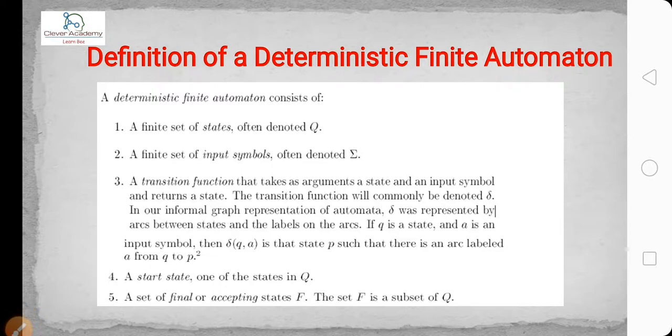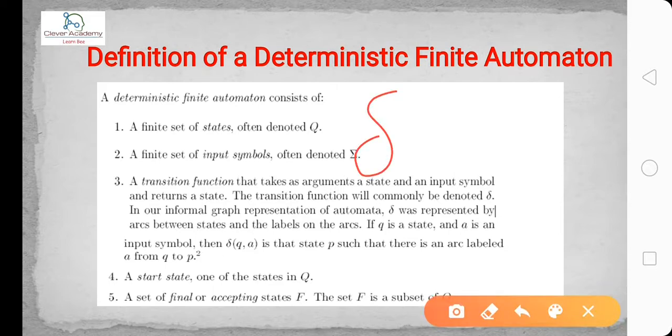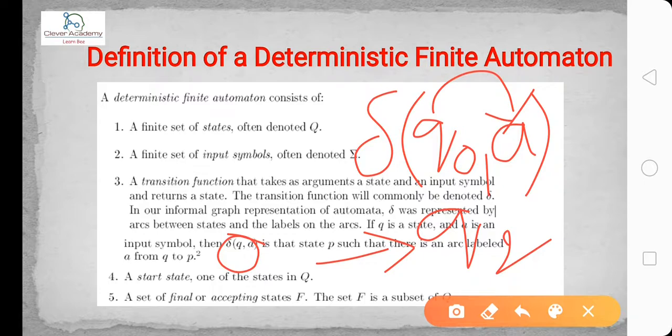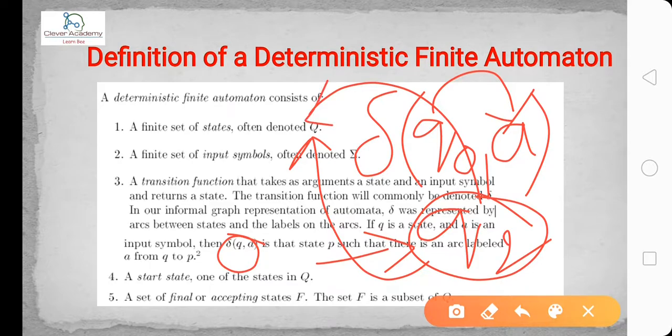The transition function is indicated with delta. It is applied from a state and an input symbol, that is, q comma A. When q0 has the input A, it moves to another state, q2. So q2 should be a subset of Q.